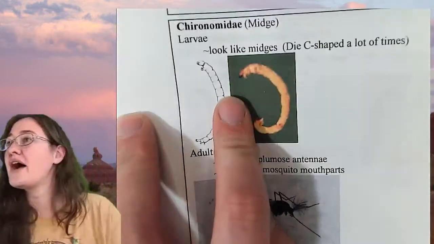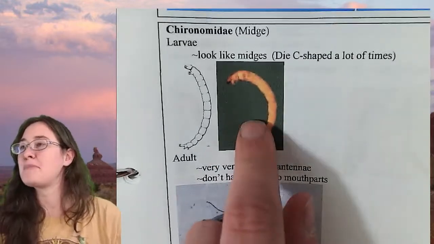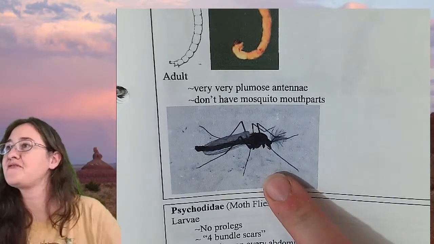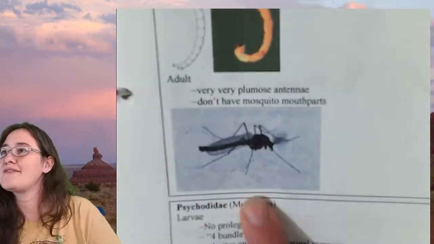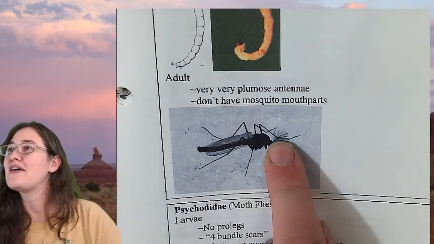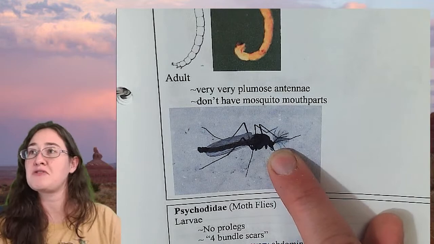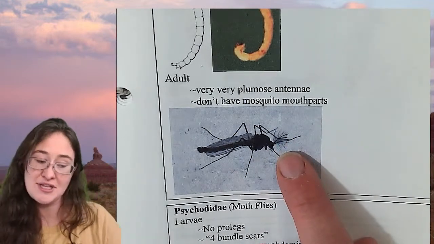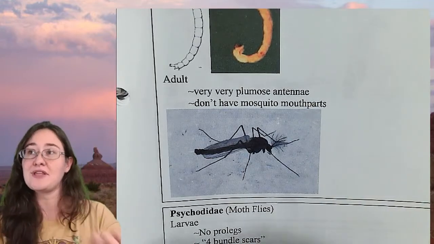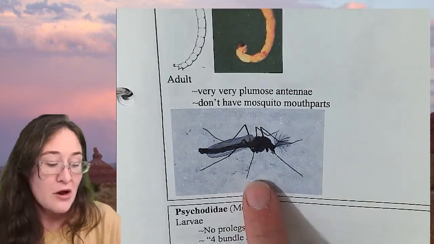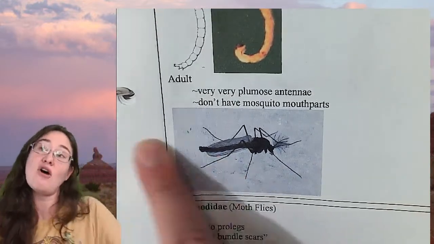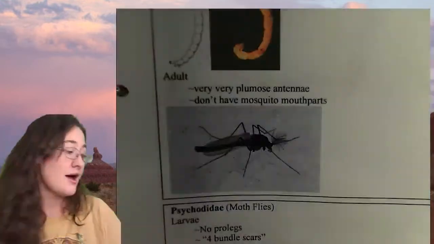So, these are our midges. They're long and they've got these little bitty heads. They are a fly, and when they're adults, they look very similar to a mosquito. They even have that huge plumose antenna, just like a mosquito would have, except they don't have the long piercing mouthpart that a mosquito would have. When they are standing, they stand on their front two legs and hold their hind legs in the air.